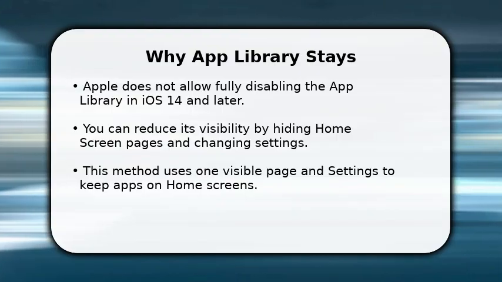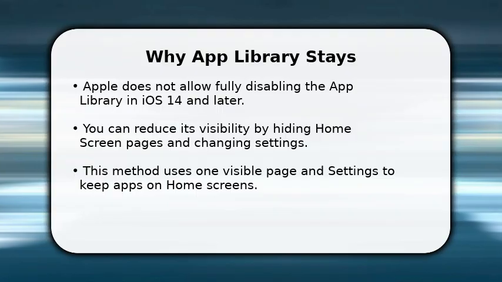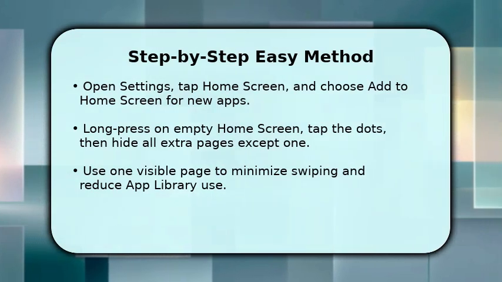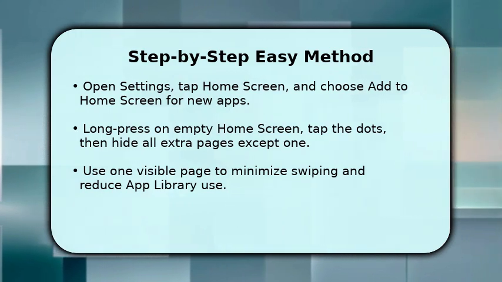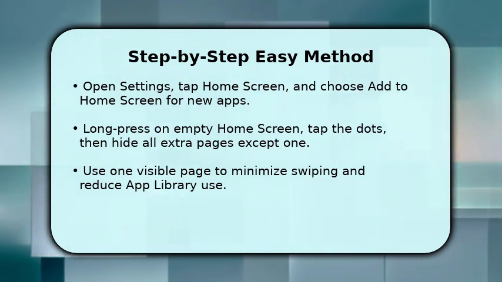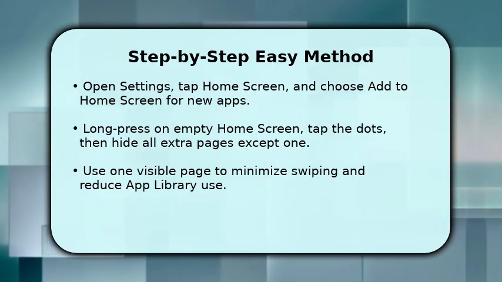Follow these steps to make the app library less intrusive and to keep your home screens organized the way you prefer. Open Settings, then tap Home Screen and choose Add to Home Screen for new apps. That prevents newly installed apps from going only to the app library.